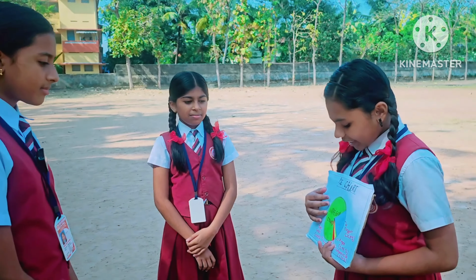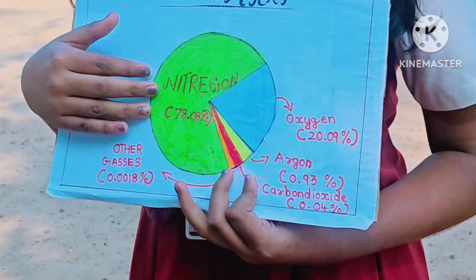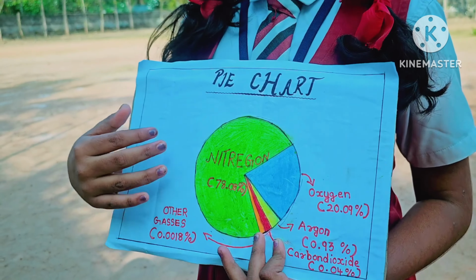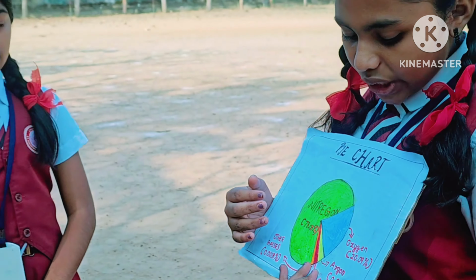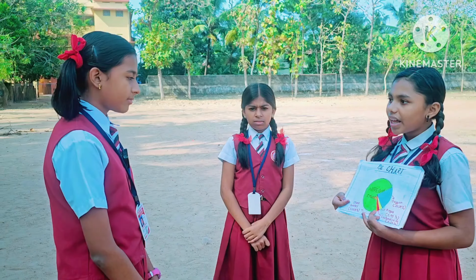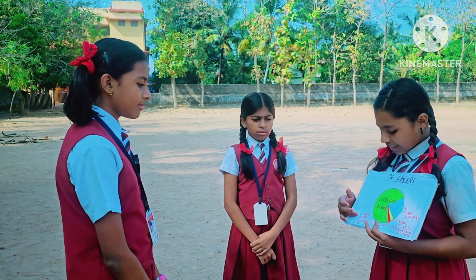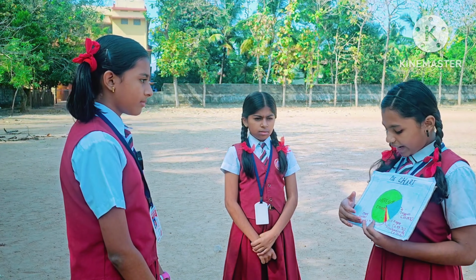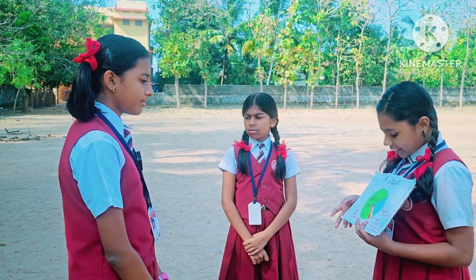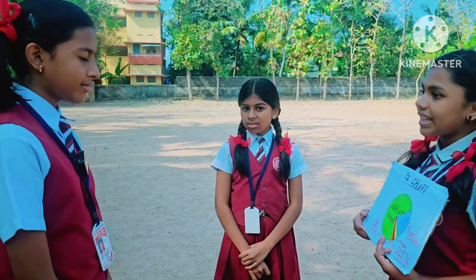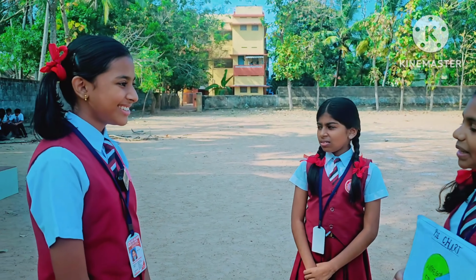In the atmosphere, nitrogen is 78.08%. Oxygen is 20.95% and argon 0.93%, carbon dioxide 0.04%. The other gases look like 0.0018%. Now you understand in the atmosphere nitrogen is greater than all of these gases. Thank you, Hanania. Welcome, Minsa.